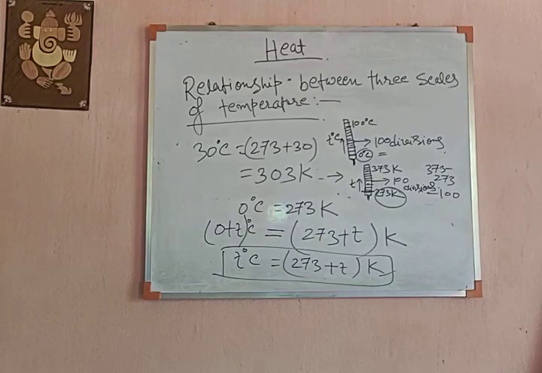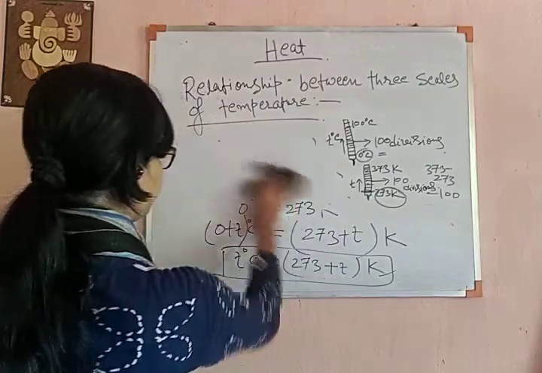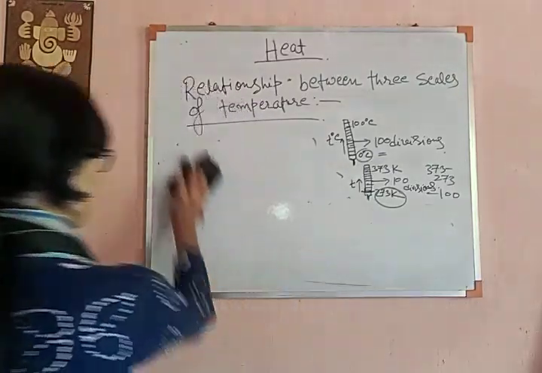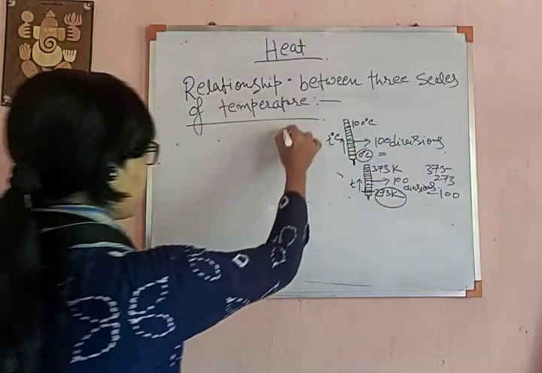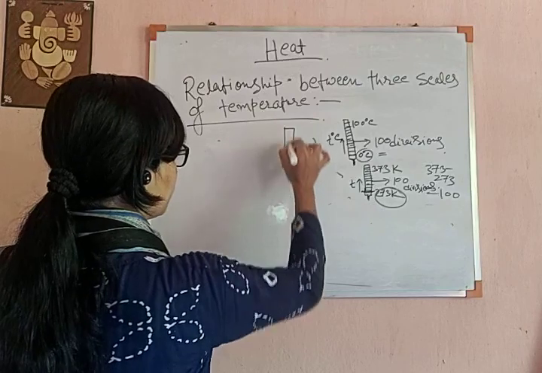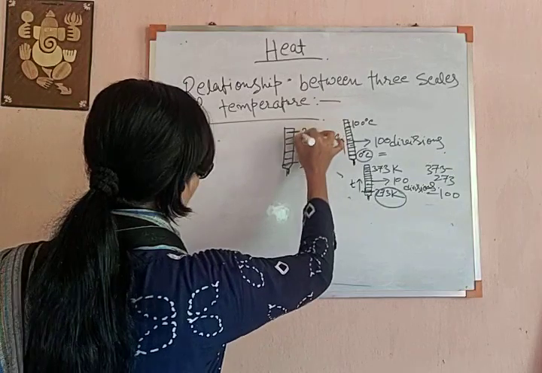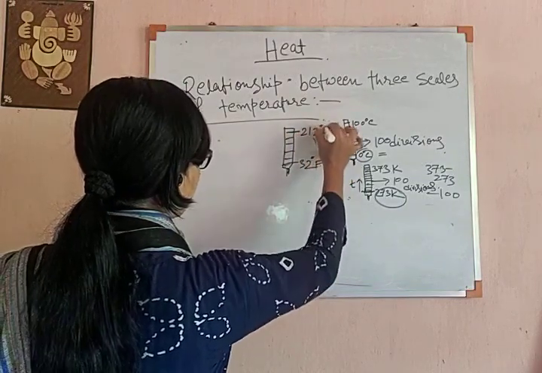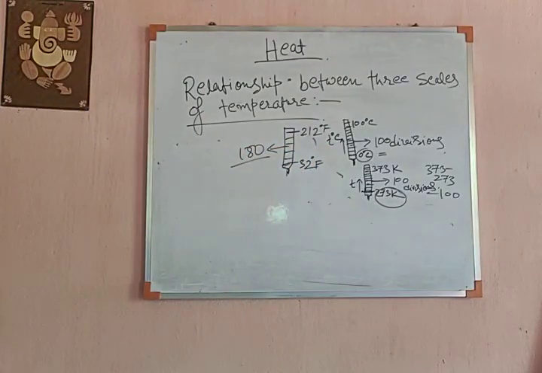So this first relationship is done. Next is between Celsius scale and Fahrenheit scale. The relationship between Celsius scale and Fahrenheit scale. But the conversion between Celsius and Fahrenheit scale is not simple like this, because the division is different. In Fahrenheit scale, the division is here. Here is 32 and here is 212 degree Fahrenheit, and this division is 180 division. So first find out the correlation between the divisions of degree Celsius scale and Fahrenheit scale.